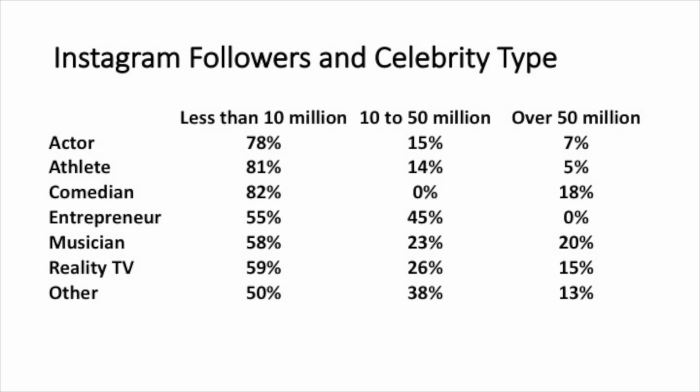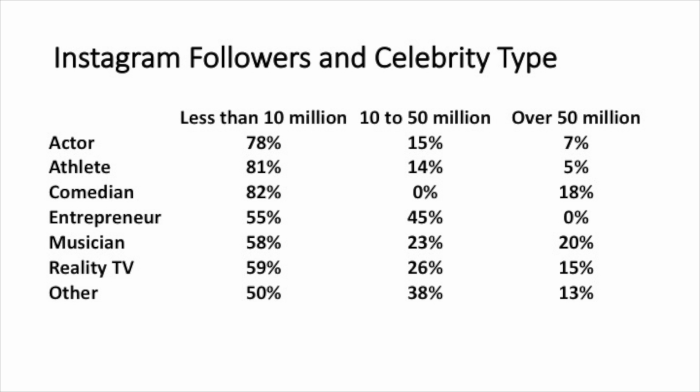Here's a cross-tabulation table where we divided the counts in each cell by the row sums. So here we see that of the actors, 78% have less than 10 million Instagram followers, 15% have 10 to 50 million Instagram followers, and 7% of the actors have over 50 million Instagram followers. Of course, if you add 78, 15, and 7, you get 100%.